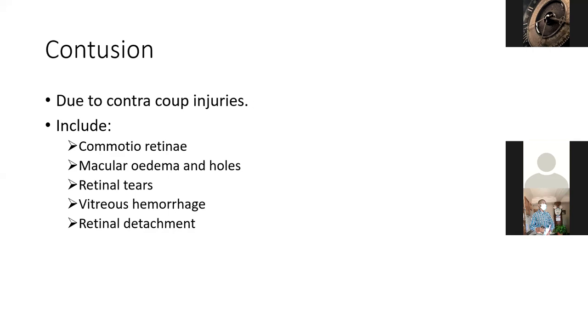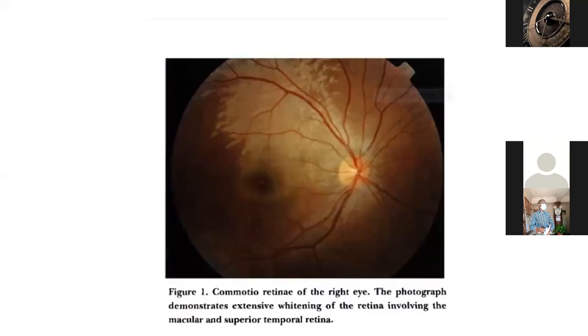When you look into the eye, you find that the posterior surface of the globe looks whitish, and there is what is known as a cherry red spot at the macula. The macula stands out as a red spot, or in our case, just as the dark area against the white background. There may be macular edema or macular holes, retinal tears. There may be vitreous hemorrhage or even retinal detachment.